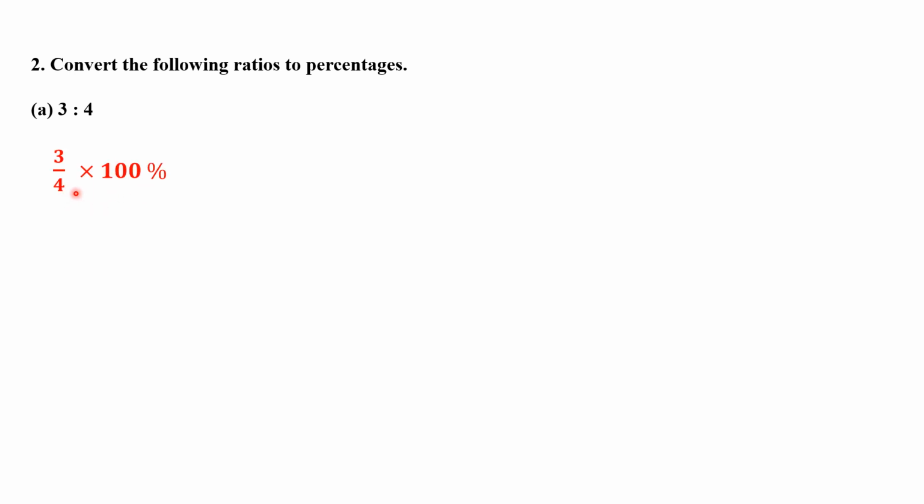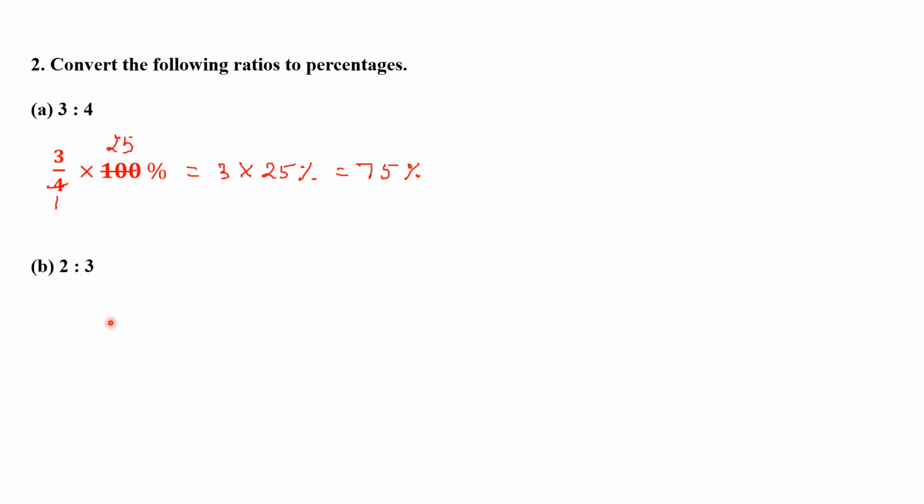Now we have to reduce it. So we know that in the 4 table, 100 comes. So 4 times 1, 4 times 25. So it will be 3 into 25%, and 3 into 25 will be 75%, right? So for the first one, the 3:4 ratio, the percentage is 75%.